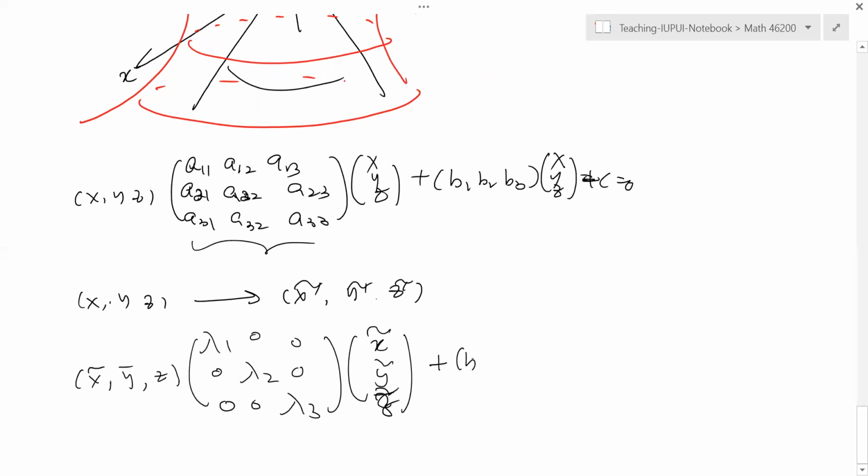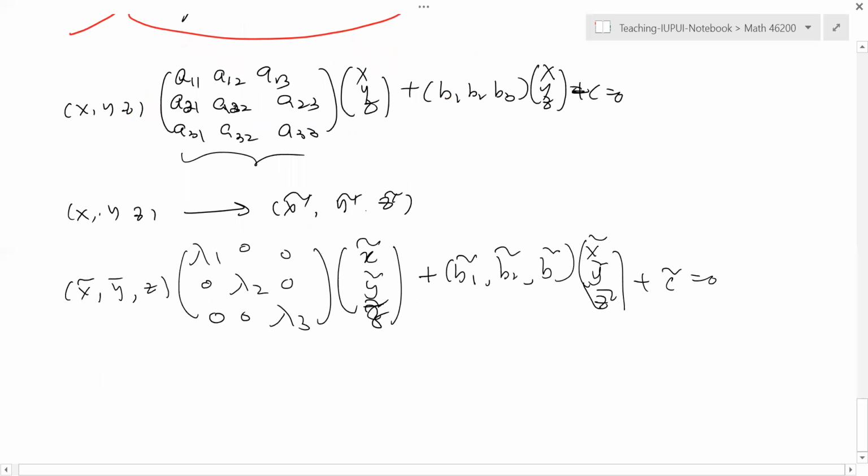And this will be B1 tilde, B2 tilde, B3 tilde, times X tilde, Y tilde, Z tilde, plus C tilde equals 0. Okay. Then are we able to simplify this one a little bit? I think the answer is yes. Okay. And then it depends on the sign. Okay, I just want to show you one example.